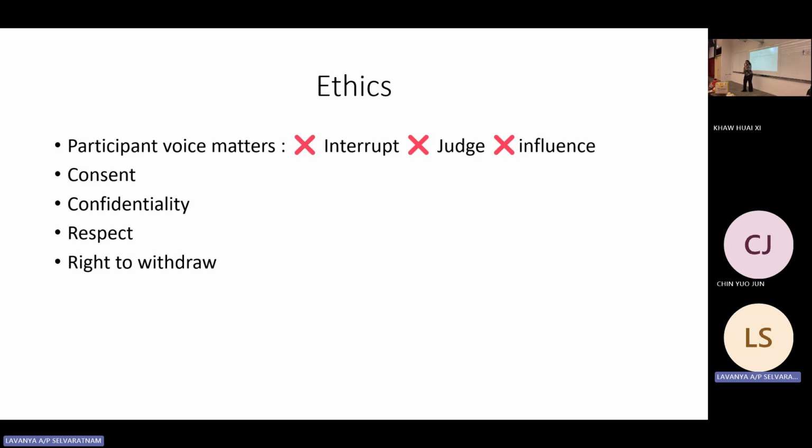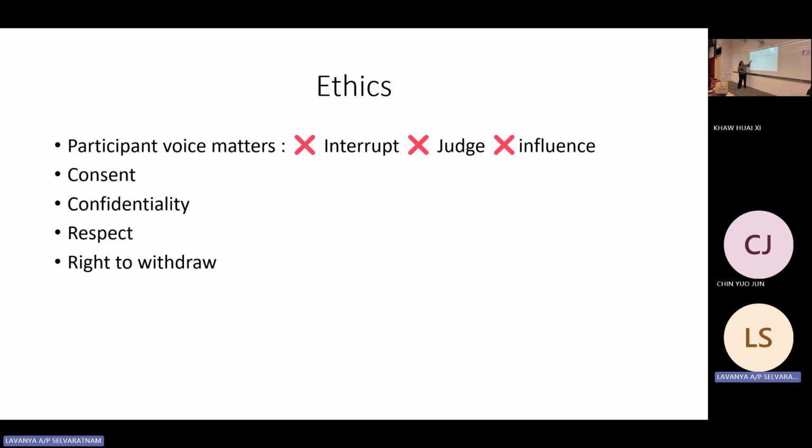All right. So the theme must be exactly what the sample says. That is an ethical issue. It's an analysis issue and an ethical issue as well. All right. So of course, consent, confidentiality, respect, right to withdraw, all these matters. I only listed this because we want to do an activity later.